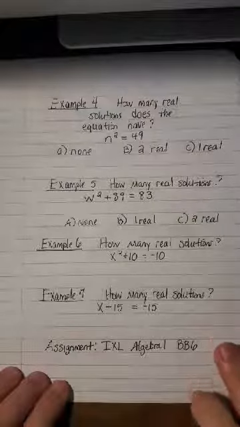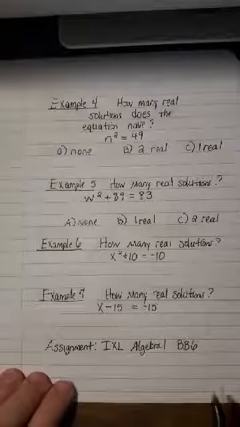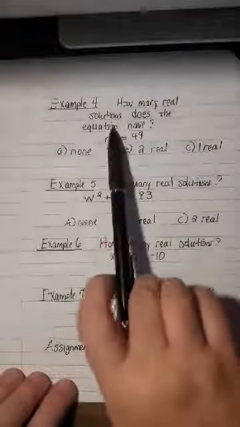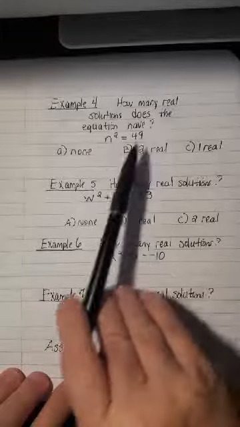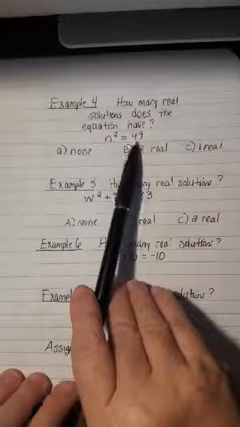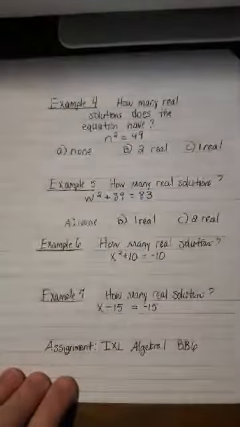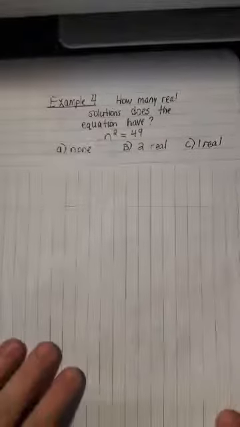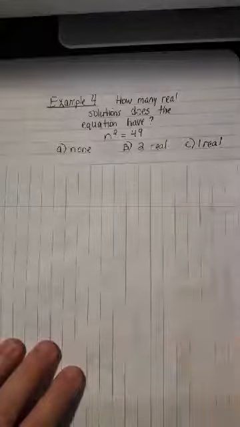Alright, let's see. Example 4. Now see how this one's written? It says, how many real solutions does the equation have? And it gives you n squared equals 49. Now I want to explain something to make sure you understand the question that it's asking you.